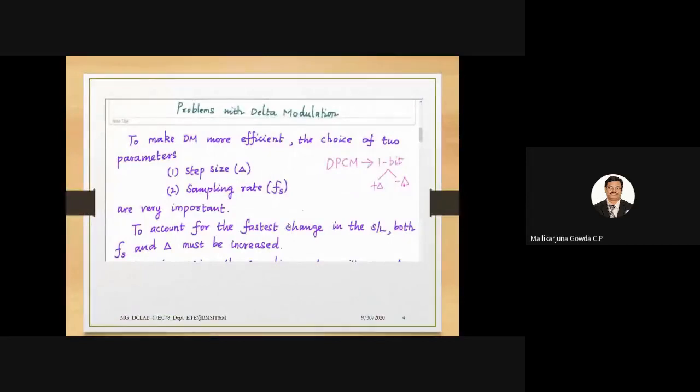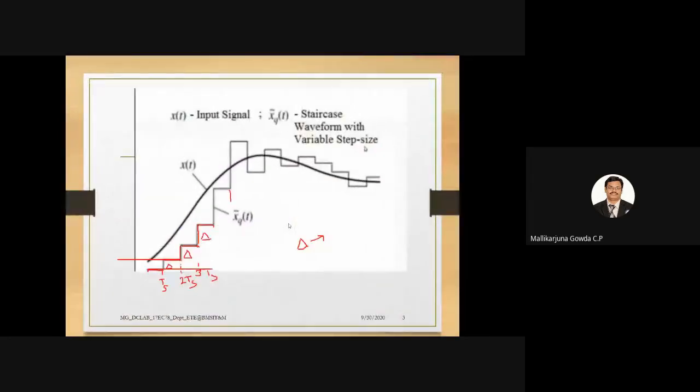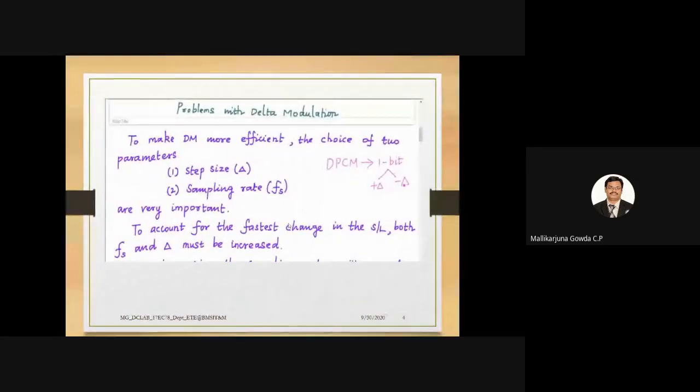So is this clear about how the staircase approximated waveform will be tracking the analog input signal? Yes, sir. And I told what is the problem with the diagram also. Don't copy this diagram. I will delete this, okay? Because the step size is varied here. Fine. So two things are important in the case of delta modulation. One is the step size. Another one is the sampling rate. Okay. Fine.